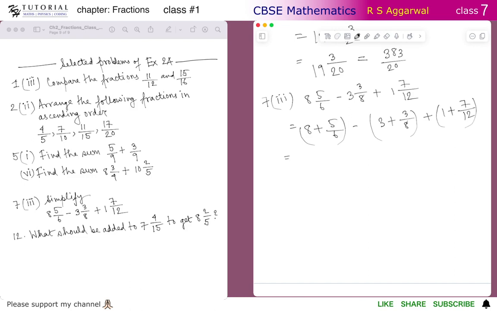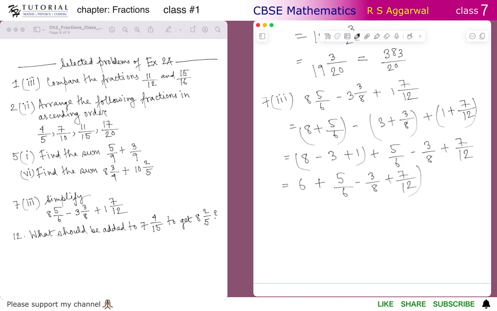Now you bring together all the natural numbers, you group all the natural numbers with the operations, we get 8 minus 3 plus 1, and we keep all the fractions together, we have 5 by 6 minus 3 by 8 plus 7 by 12. So this is 9, this is 6 plus 5 by 6 minus 3 by 8 plus 7 by 12.